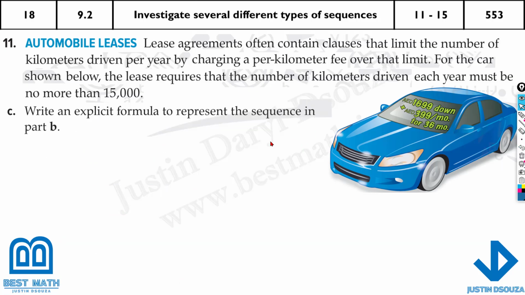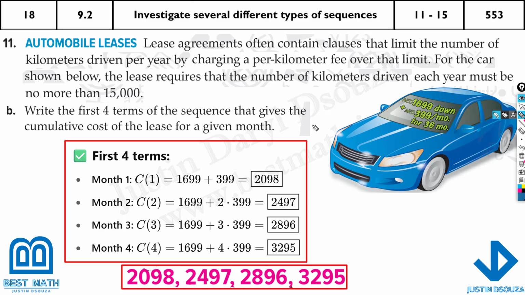Now we will move on to the next part, that is write an explicit formula to represent the sequence in part B. We need to write a formula. Now if I want to find the fourth month, instead of adding for the previous terms, can I directly jump here? Yes, of course. Say for example, A_n, that is the nth term, you need to add 1699, no matter for which term. That is the standard money, right? Plus every month it is 399. So this matters depending on the month.